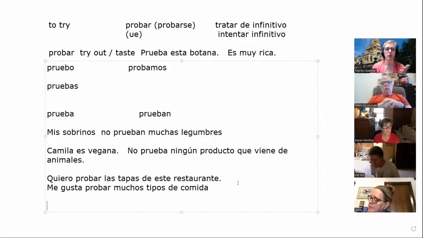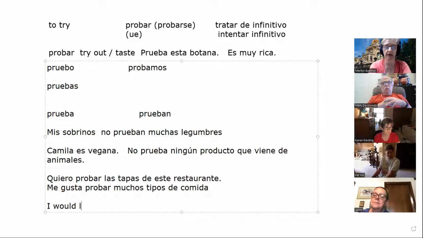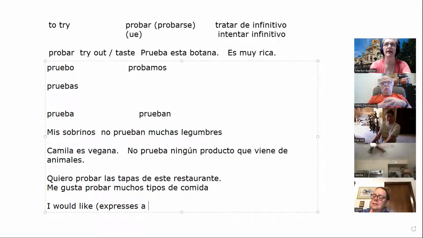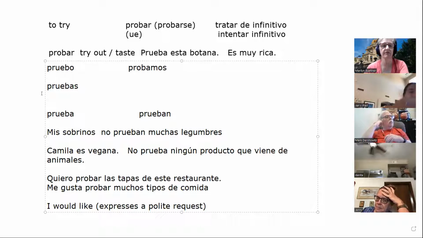But how about if you want to morph that into I would like to try? Like now I'm sitting in the restaurant and I'm asking a waiter, okay? Because this question came up earlier, let's see how that looks. All you need is the I would like verb. And this expresses a polite request. Quisiera. Quisiera, exacto.